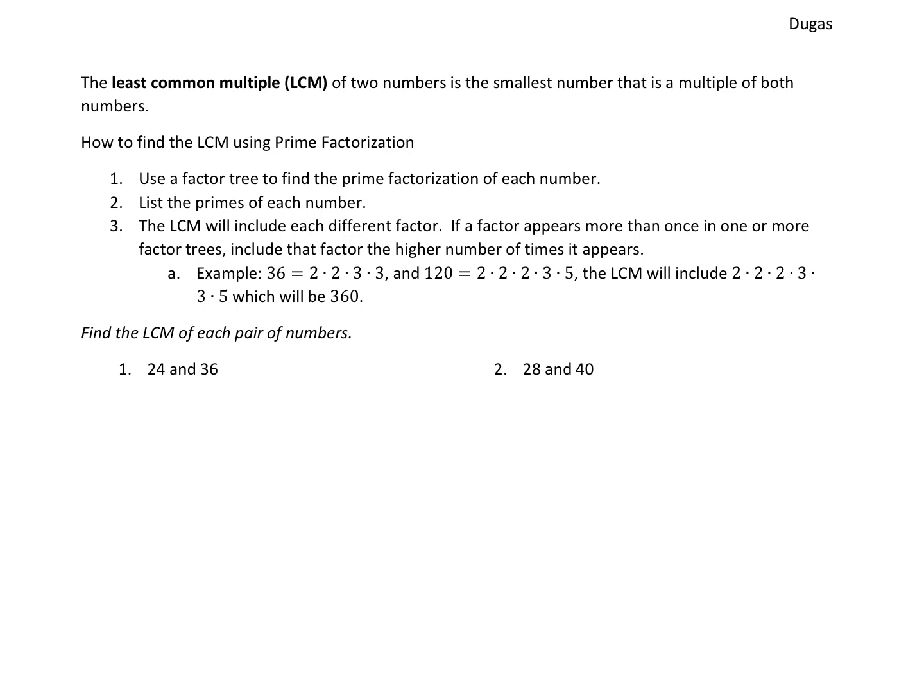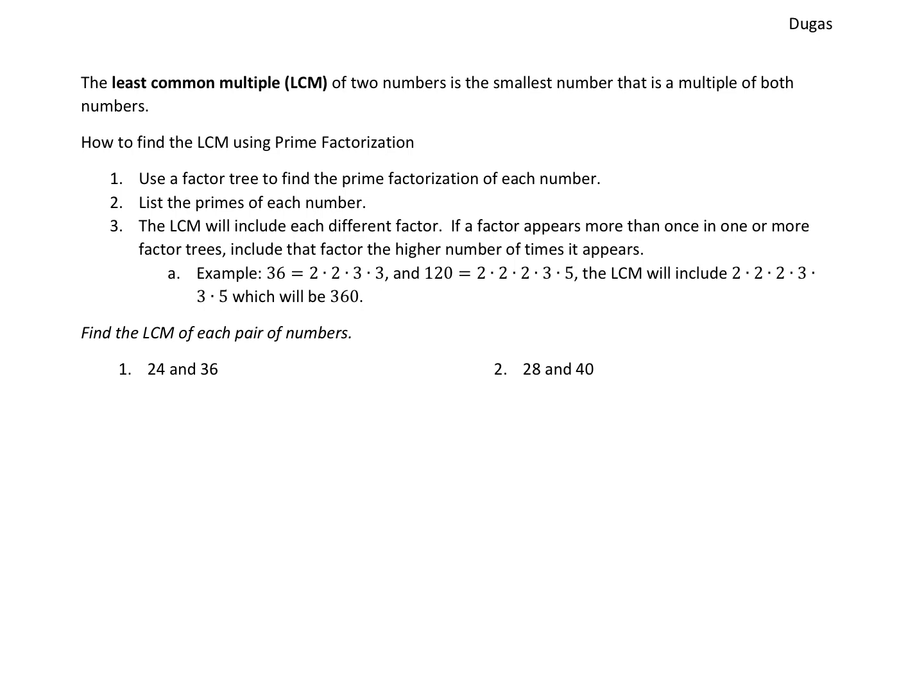You use a factor tree to find the prime factorization of each number. You're going to list the primes just like we did above, and then the LCM will include each different factor. If a factor appears more than once in one or more factor trees, include the factor the higher number of times it appears. Okay, that sounds confusing, but let's look at this example.